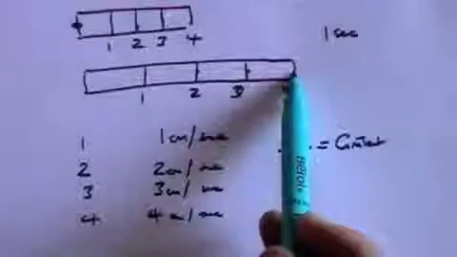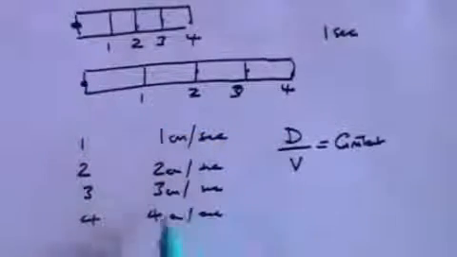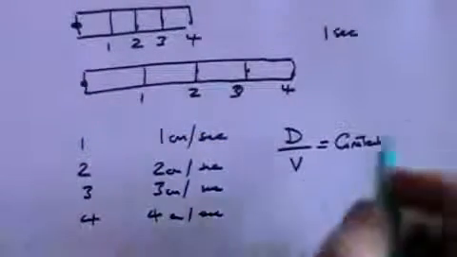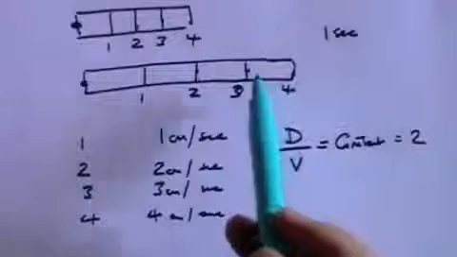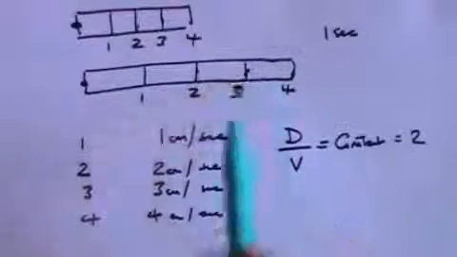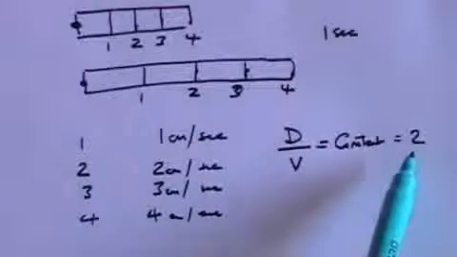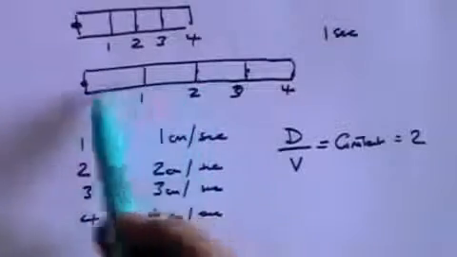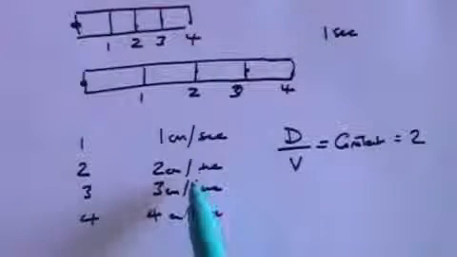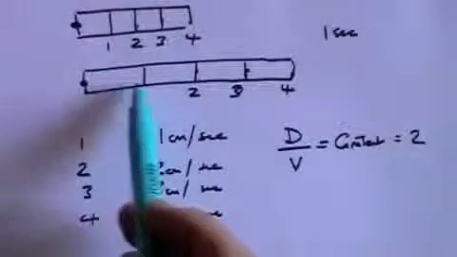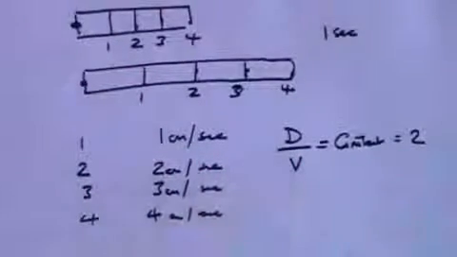The distance of point 4 is now 8 centimetres away from the fixed point, and its velocity was 4 centimetres per second. And so the distance divided by velocity is 2. Similarly, point 3 is now 6 centimetres away from the fixed point, and it travelled at 3 centimetres per second. So distance divided by velocity is 2. Point 2 is 4 centimetres away from the fixed point, and it travelled at 2 centimetres per second. 4 divided by 2 is 2. And finally, point 1 is 2 centimetres away from the fixed point. It travelled at 1 centimetre per second. d over v is 2.